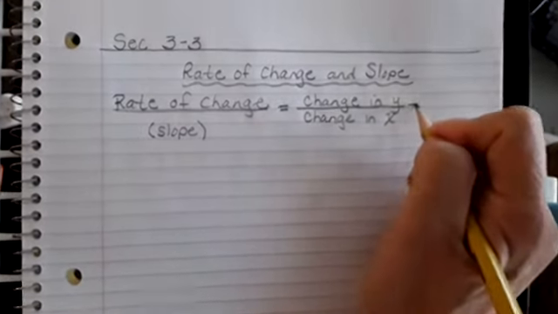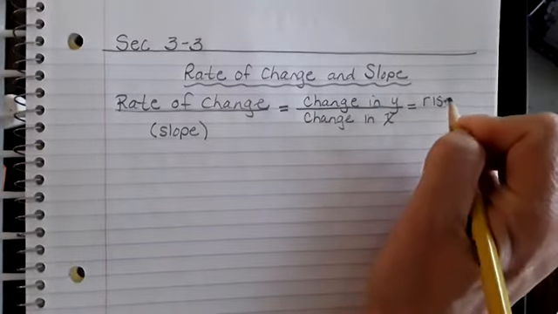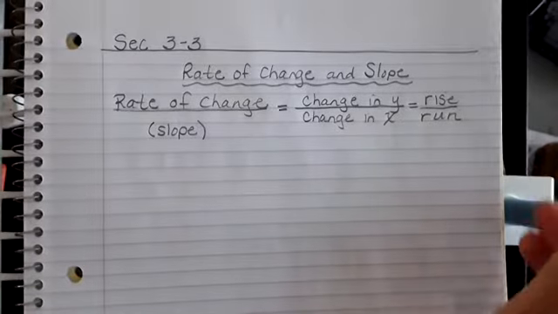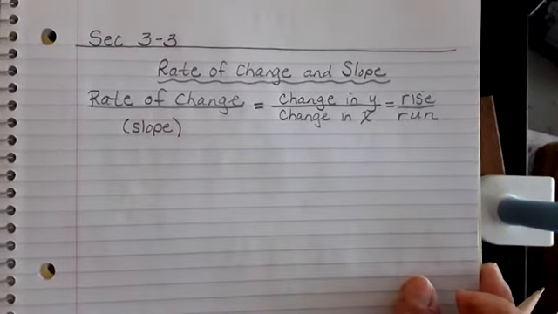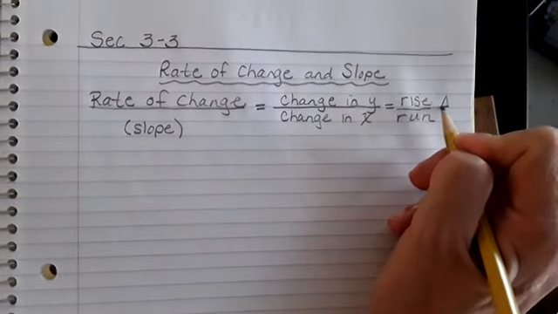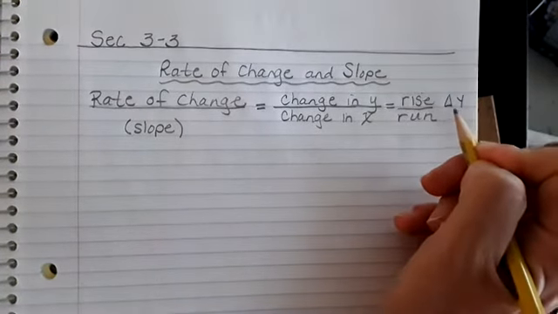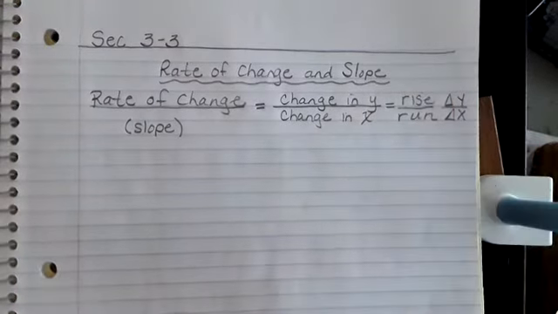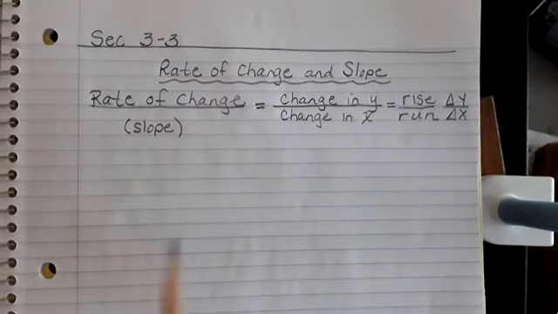All right, a lot of times they refer to that as your rise over your run. So another way to refer to your change in y and your change in x, a lot of times they'll draw a triangle. So that represents change in y, and change in x. So you might see it referred to in that form as well.